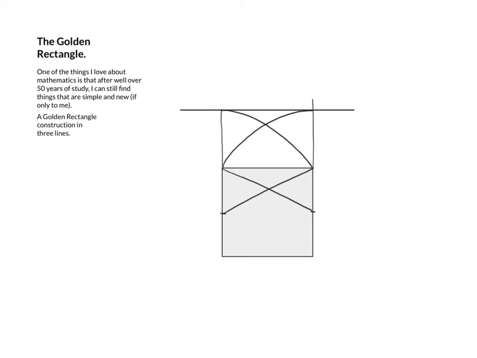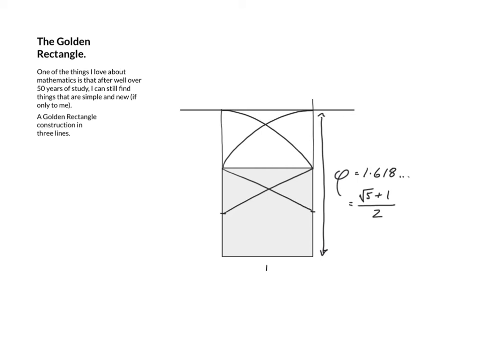Then what we've got left is a golden rectangle. It's as simple as that. This is 1, and this up here is what's usually called phi, 1.618 or if you like, and this is how the construction works, √5 plus 1 divided by 2.